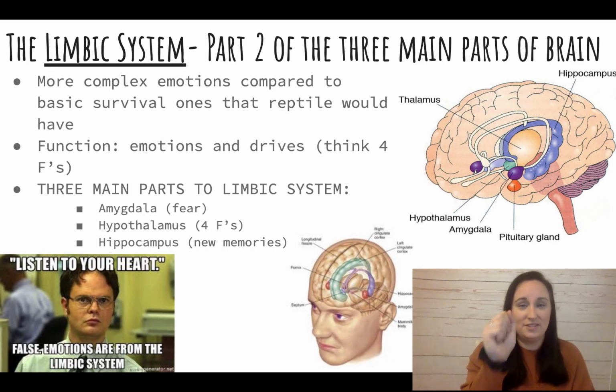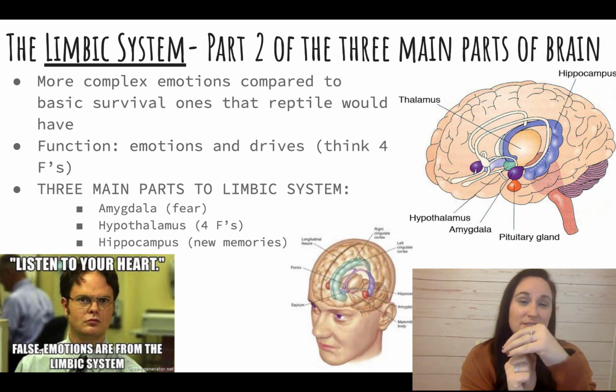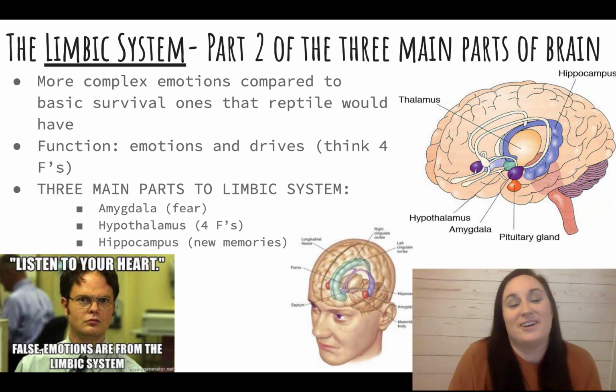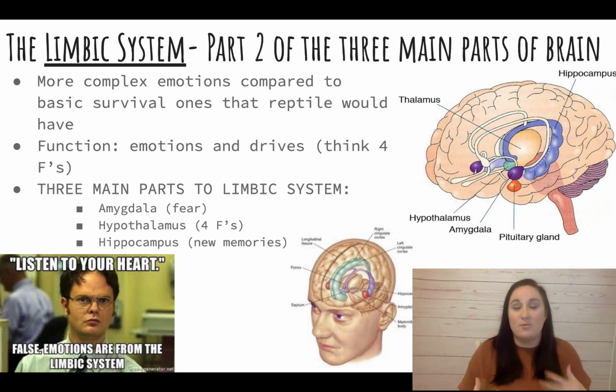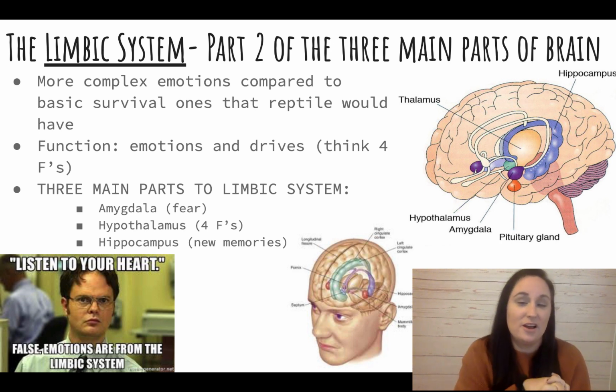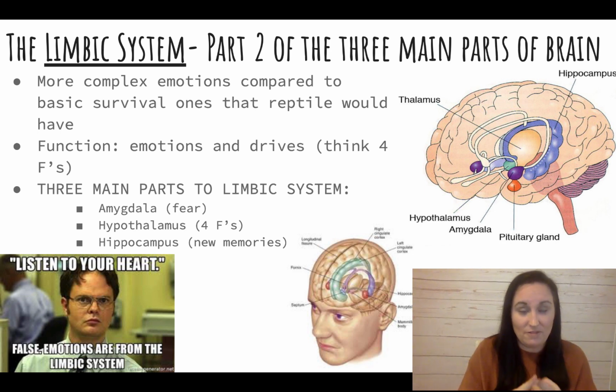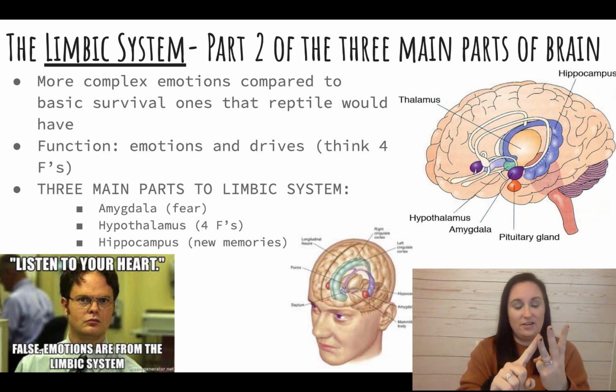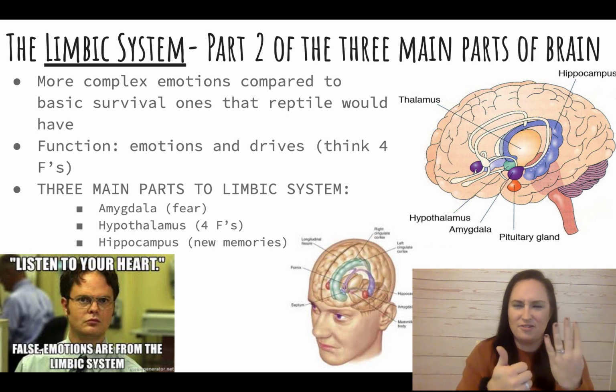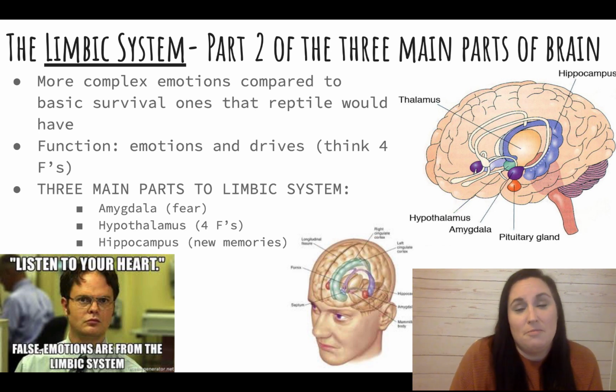Okay, so now that was the brainstem. Now this is the limbic system. So that's part 2 of our 3 parts. The limbic system is where our more complex emotions are and our other more basic drives. So we remember the 4 or 5 Fs. The 5 Fs being feeding, fighting, fleeing, mating, and furnace. 5. I don't know why I counted 5 like this without my thumb, but I did.